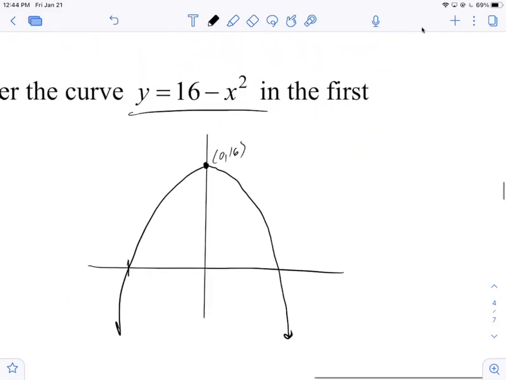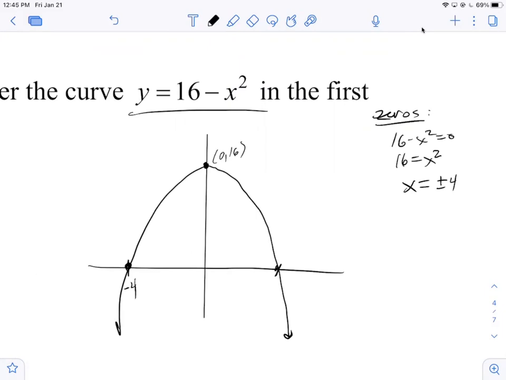And just for kicks and giggles, do we know where the x-intercepts are? Just at a glance, where 16 minus x squared would equal 0? 4 and -4, right. And if you weren't sure, you could go off to the side and say zeros: 16 minus x squared equals 0, 16 equals x squared, x equals plus or minus 4. So this is -4, and this is +4. Those might come in handy.